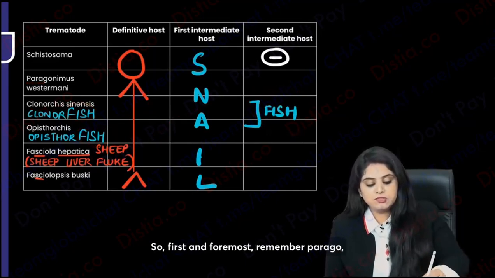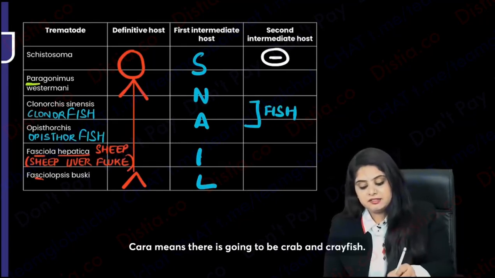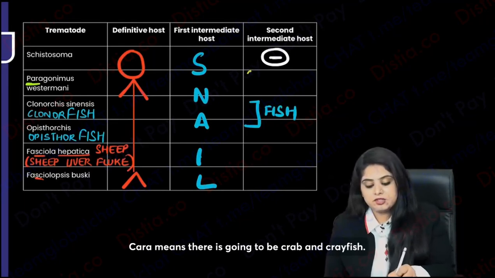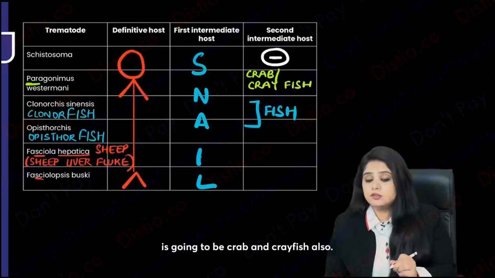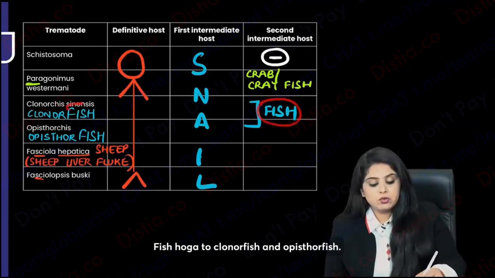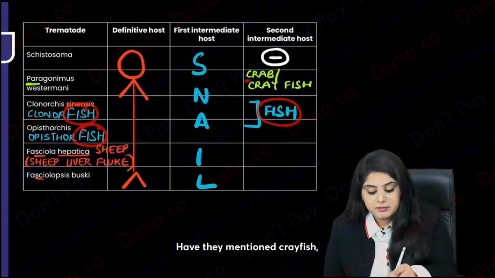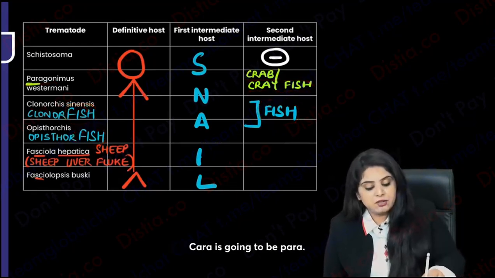First and foremost, remember, Para you will learn as Cara. Cara means there's going to be crab and crayfish. The second intermediate host is going to be crab and crayfish. So read carefully in the exam. Have they mentioned fish? Then it will be Clonorfish or Opisthorfish. Have they mentioned crayfish? Cara wala fish. Cara is Para.